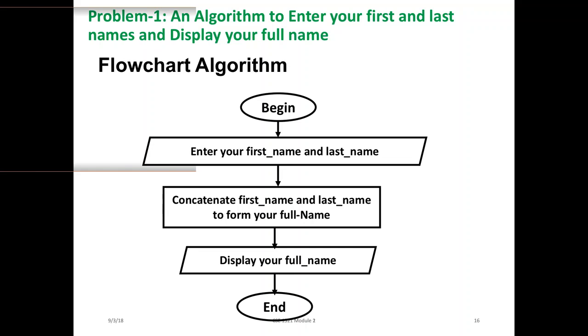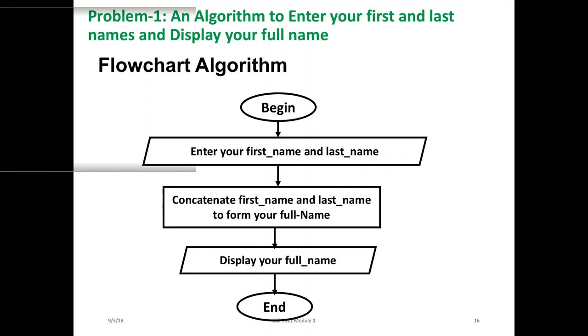Slow down. Begin and end, you said oval shape. What does it mean? The begin is the start symbol, and the last is End. A parallelogram is for either input or output. The second one here, enter your first name and last name, is an input step. Wherever you see the parallelogram sign, you will understand it is an input or output. So all input or output steps are written with a parallelogram block.